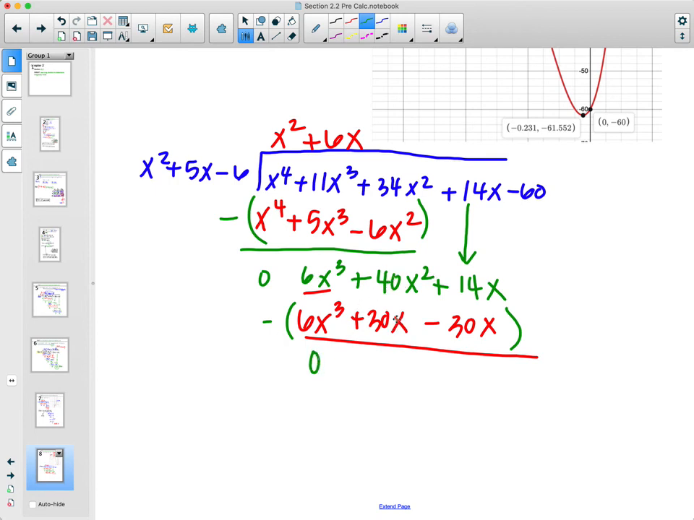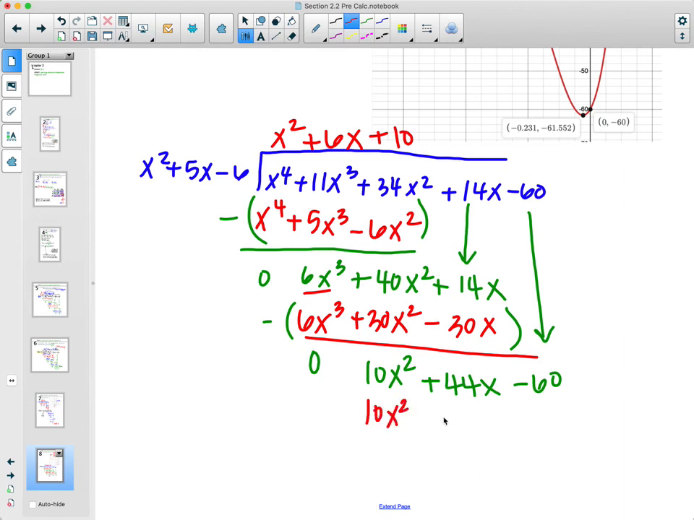40x squared minus, oops, that should say x squared. 40x squared minus 30x squared is 10x squared. 14x minus negative 30x is plus 44x. And then bring down the negative 60 to do your last one. So what times x squared gives me 10x squared? Well, 10. So multiply it and get 10x squared. 10 times 5x is 50x.